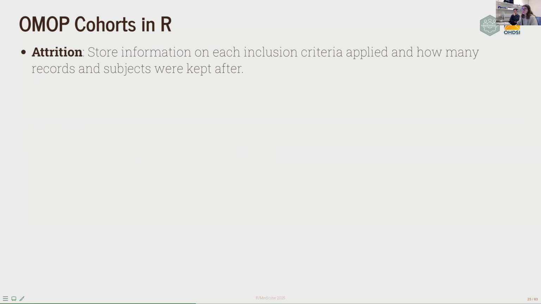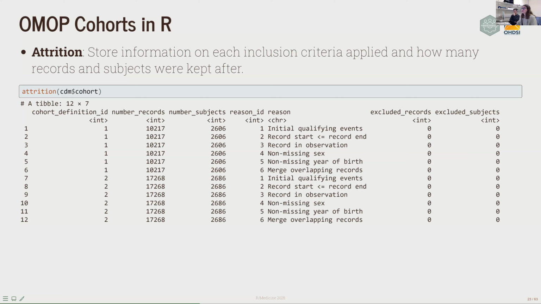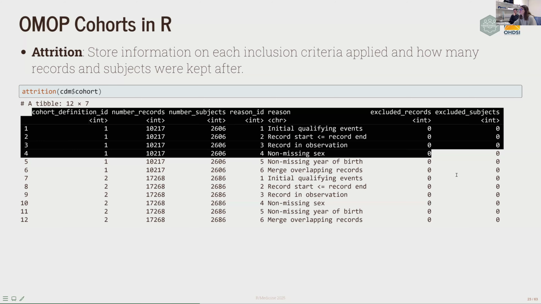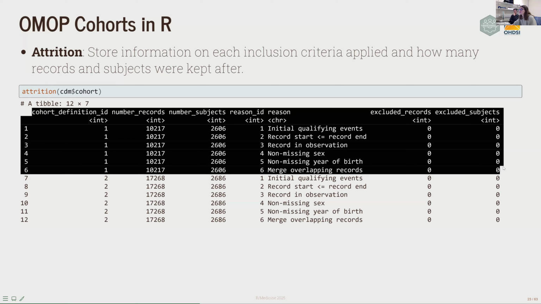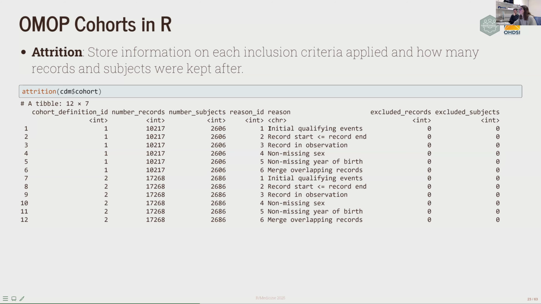Then we have the attrition, which basically stores information on each of the inclusion criteria applied to create the cohort, and also how many records and subjects were kept after this inclusion. So here we have the inclusion criteria for the first cohort in these first 6 rows, and we can see each of the inclusions. So first, all the records of viral pharyngitis.